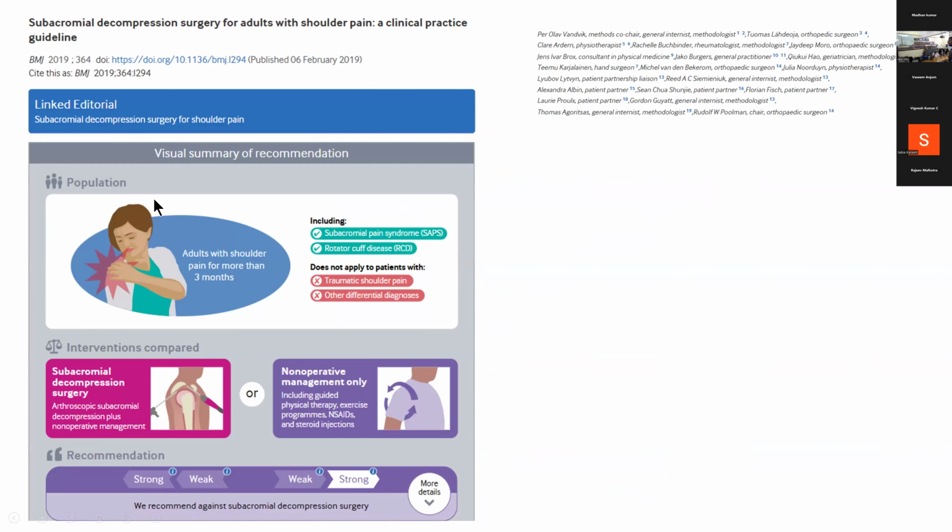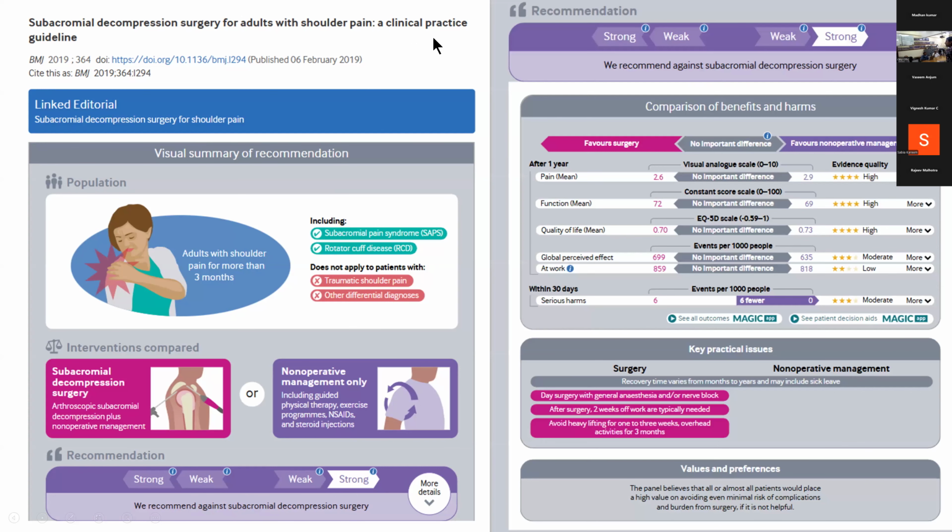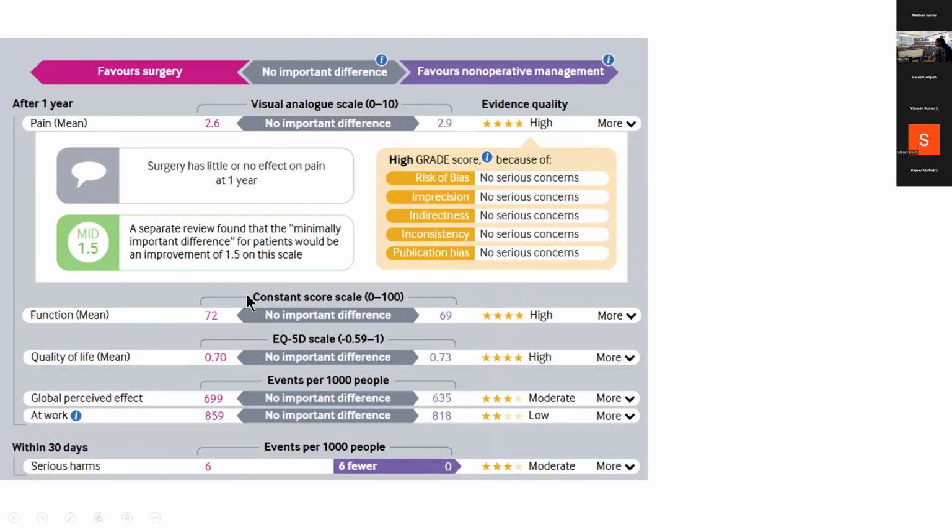And if you look at the final systematic review, which is subacromial decompression surgery for shoulder pain, they have actually recommended against the subacromial decompression surgery. So if you click on more details, it tells you the evidence. So here you find that for pain, function, quality of life, all of them showed there was no important difference. If you click on this more, you get another pop-up screen, it actually tells you the final result. So for pain, it was 2.6, and after non-operative is 2.9. Here the MID was 1.5.